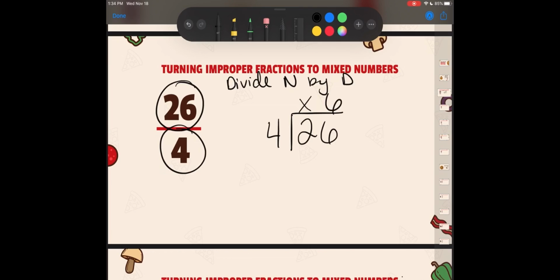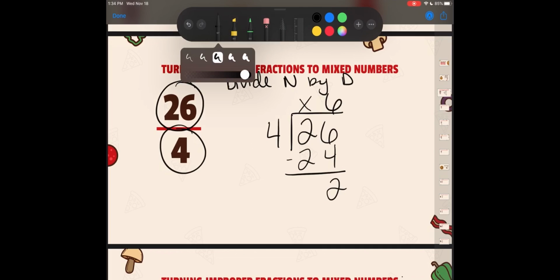So 4 can't go into 2, right? But it can go into 26. 4 can go into 26 6 times, right? 6 times 4 is 24. We subtract and we get 2. So this is as far as we go. We just do this little bit of division. We're not adding any decimals. We're not doing any kind of remainders.